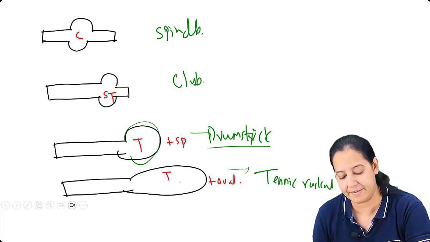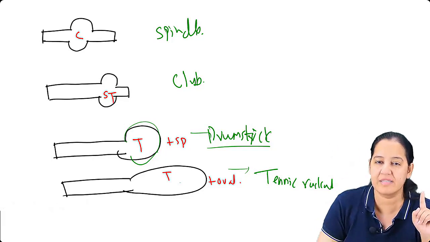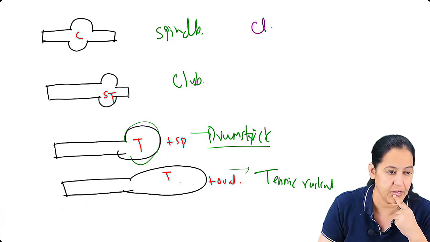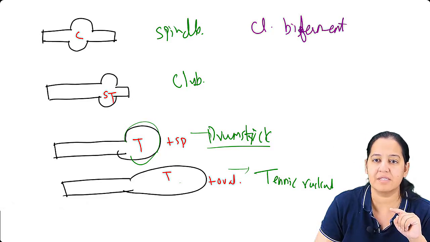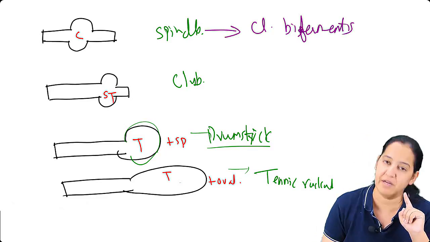Now give the example of one Clostridium in each of them. You have to learn the example. ठीक है जी? So here learn the example Clostridium bifermentus. This Clostridium have spindle-shaped spores.